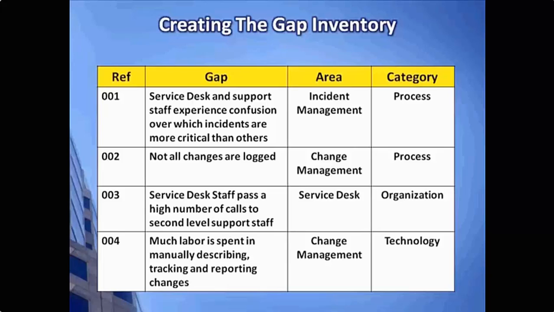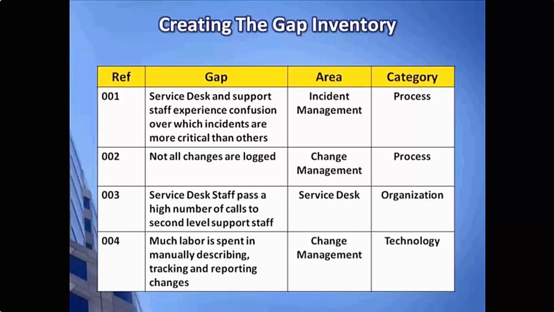The first step on this spreadsheet is to inventory all the findings from the assessment activities. The findings themselves are listed in the gap column. Notice that each one of these is associated with a reference number, which is in the first column called REF, R-E-F. The area column associates which ITIL process is best associated with the finding. So in the first example, you can see that the service desk and support staff experience confusion over which incidents are more critical than others. This will become part of whatever incident management process solution we decide to put into place.